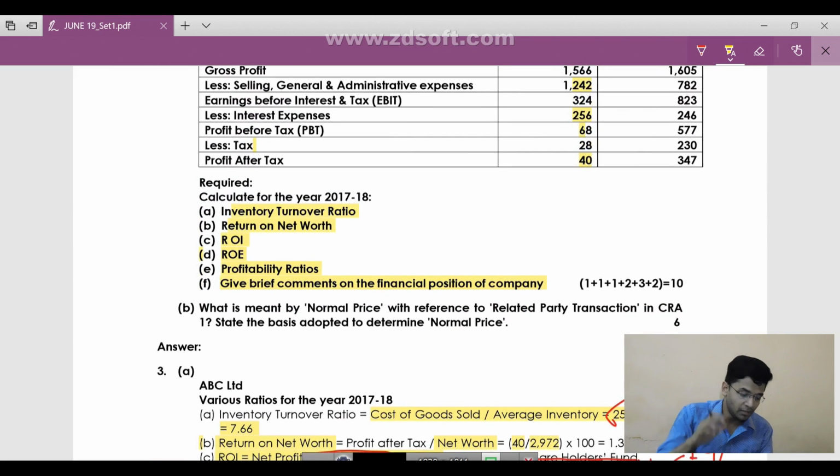I am getting on to part B of question number 3. Part B relates to normal price definition. So guys, if you have seen CRA1, then it asks you to give the normal price of your expenditure as well.